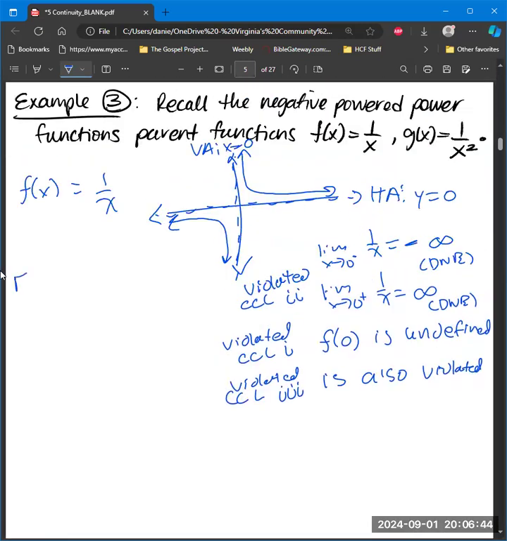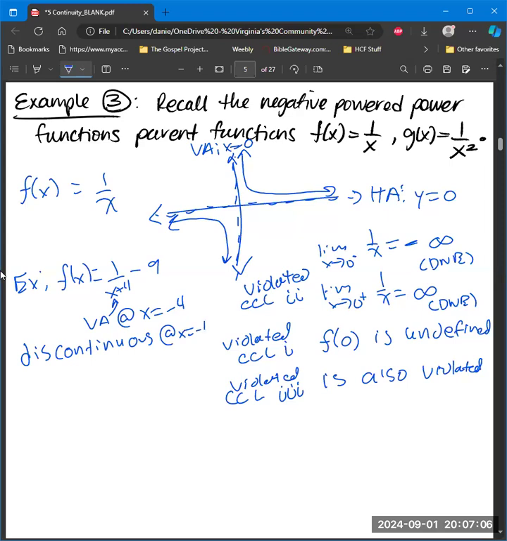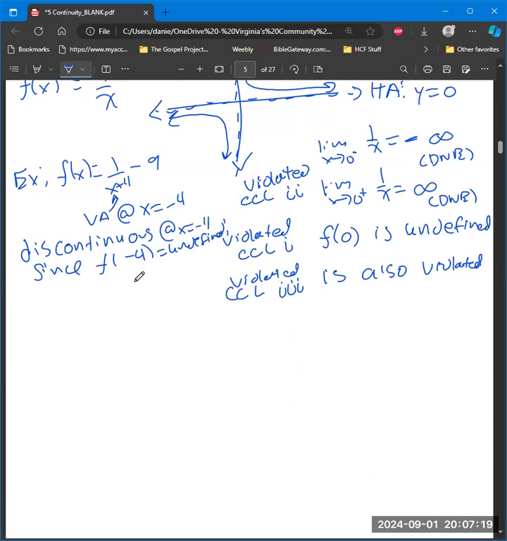I'm going to say as an example, what would it be like with f of x equal to 1 over x plus 4 minus 9. There's going to be a vertical asymptote at x equals negative 4. And so that means that it will be discontinuous at x equals negative 4, since f of negative 4 is undefined. And that's as much as we need to know to just find that discontinuity if we see a rational function like that.